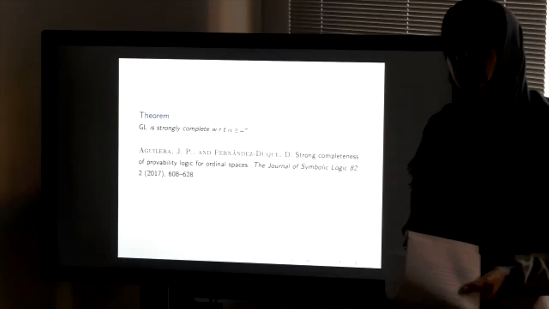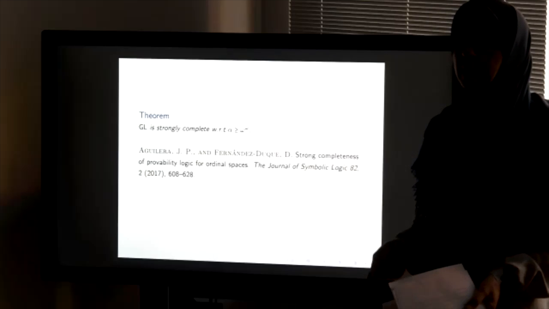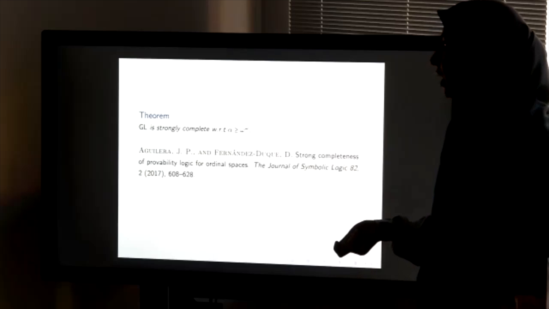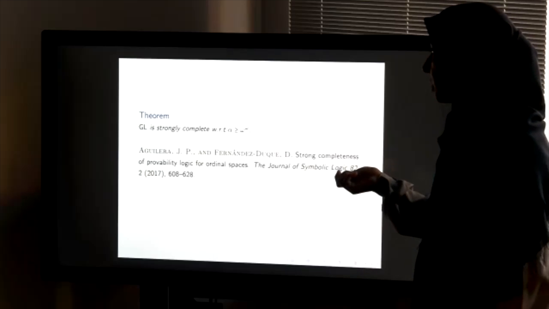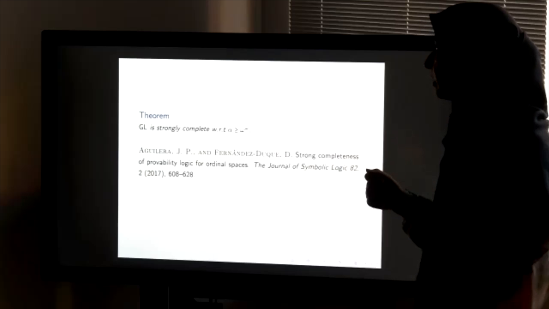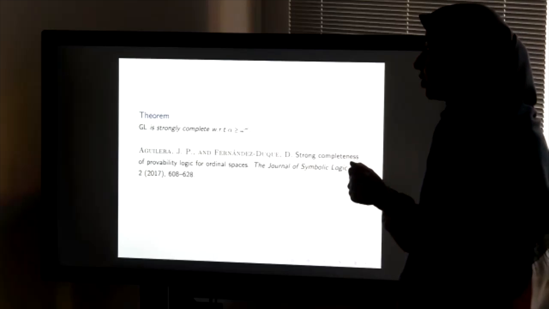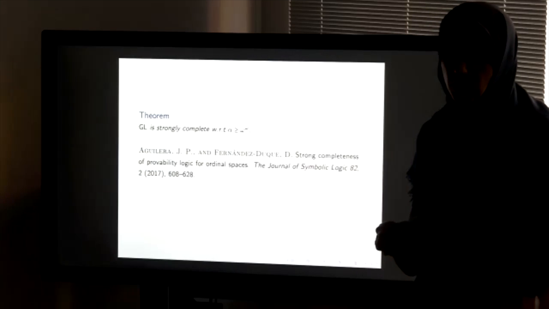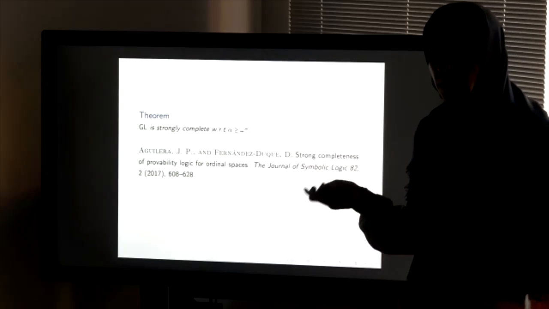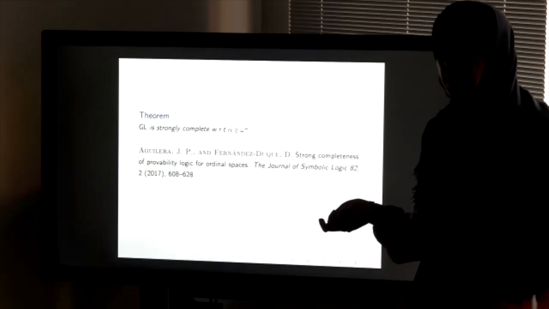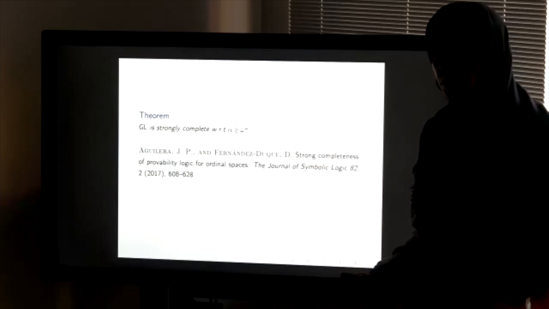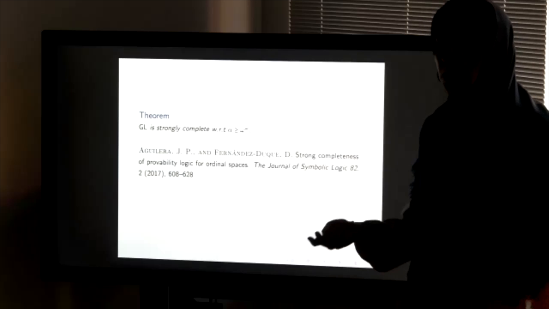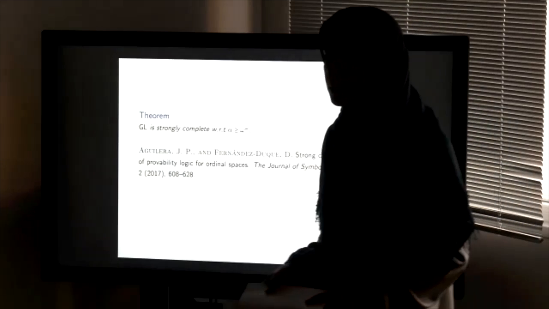Also, one of the advantages of considering the topological semantics for GL is that we can have strong completeness. There's a paper here which proved that GL is strongly complete with respect to any alpha equal to or greater than omega to the power omega. We saw that GL is not strongly complete with respect to Kripke frames, but when we consider topological semantics, we can have the strong completeness of GL. So it's one of the advantages of considering topological semantics for GL.